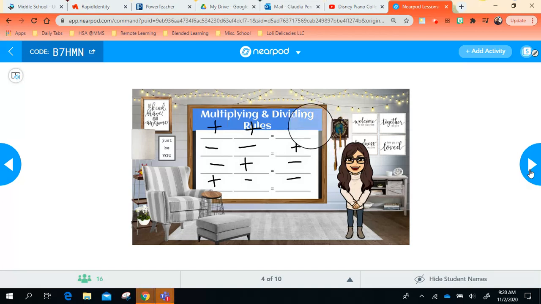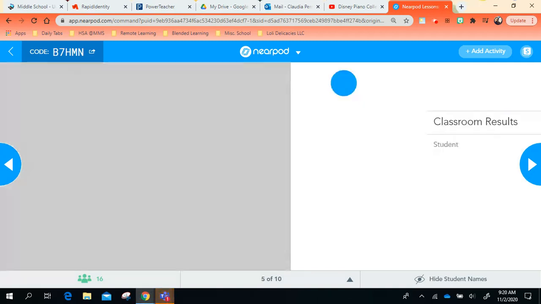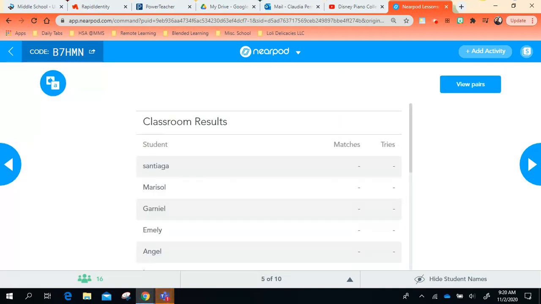We're going to go ahead and do a little bit of a review. Okay, so you have matching cards. You have to turn the fraction into a decimal. These should be easy fractions.